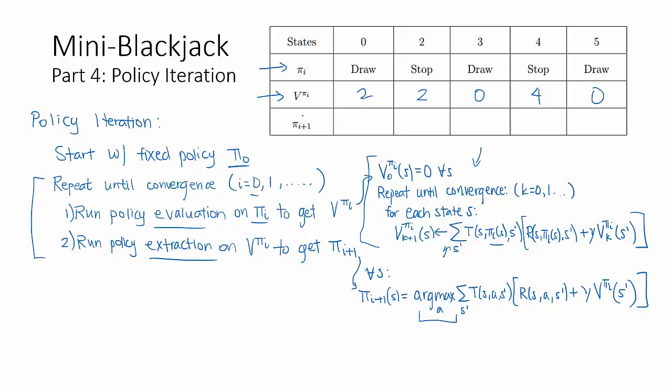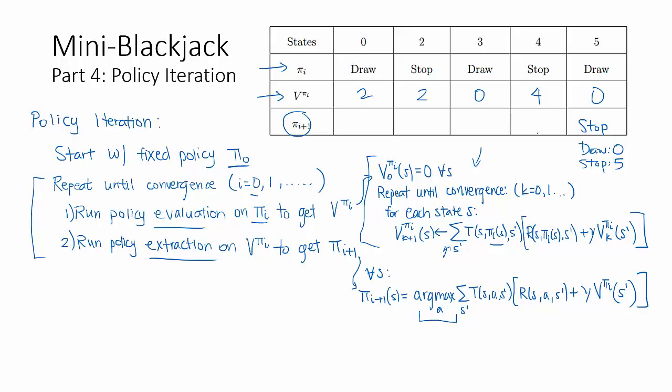Now we run policy extraction to get our pi i plus 1 values. Here we have the freedom to consider both actions from each state, but we have to use the v pi i values as the future rewards. Let's work from right to left. For state 5, we can either draw and get a utility of 0, or we can stop and get a utility of 5. Well, 5 is higher than 0, so we will want to stop in this case.